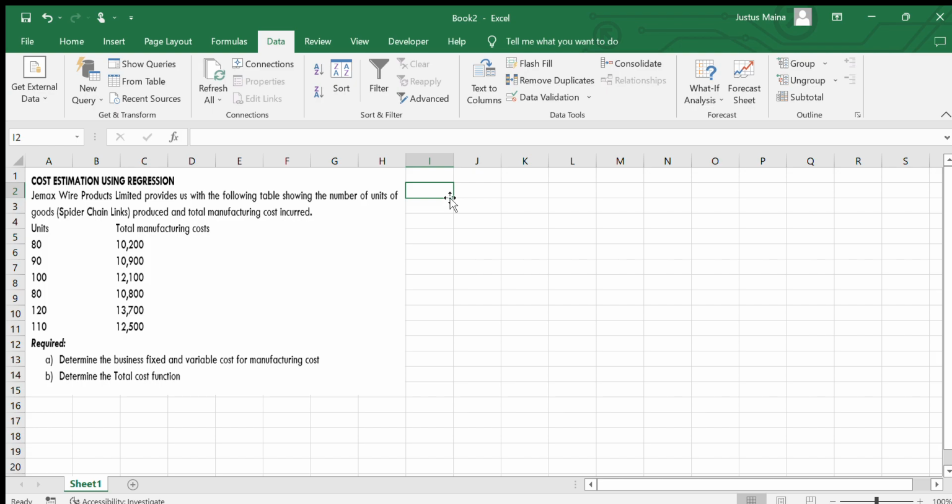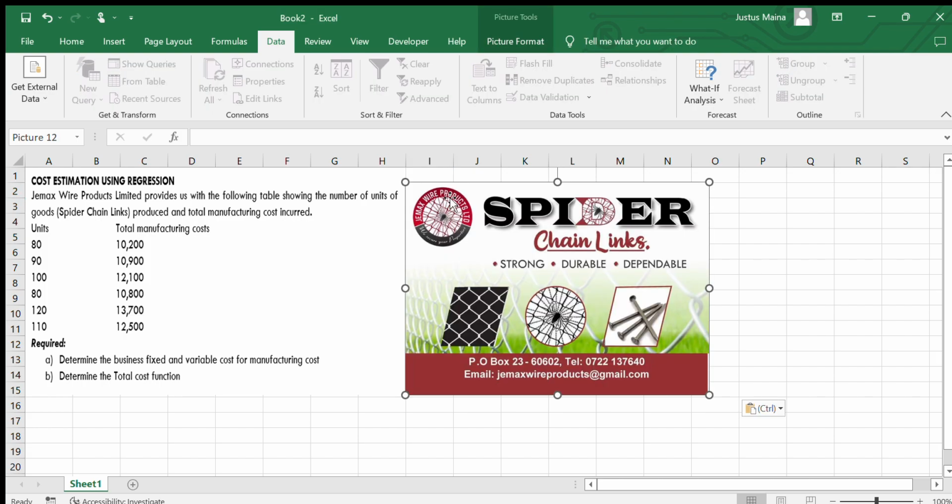So we have been told about JMax Wire Product. This is a company that produces spider chain rigs, which are so strong, durable, and dependable. It's a good company. Their contacts are there. They produce quality products, and they have been supplying all over Kenya.